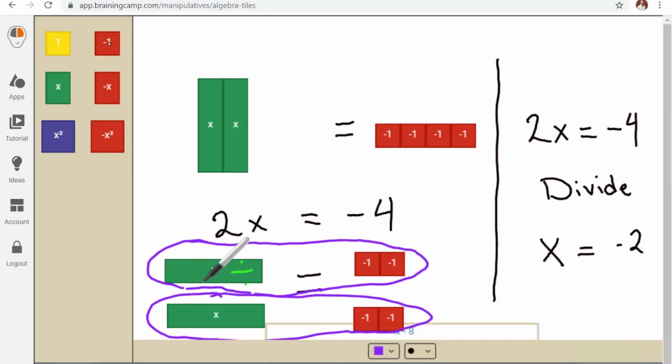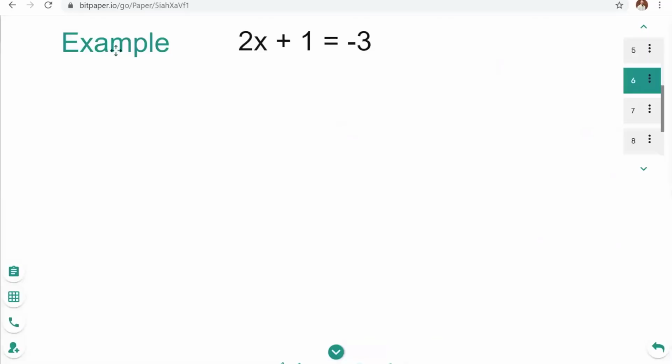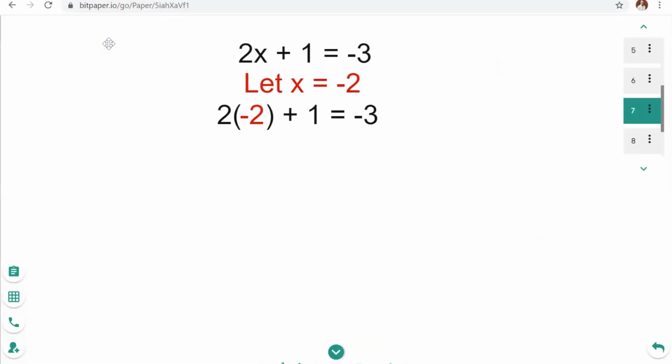Now the way that we check this, we can double check our solution by plugging our answer back into the original equation. Let's try. So here's our original equation. 2x plus 1 equals -3. And we're going to say that x is equal to -2. So if we substitute x for -2, because this x is equal to -2, we can plug this in. So we're left with 2 times -2 plus 1 equals -3.